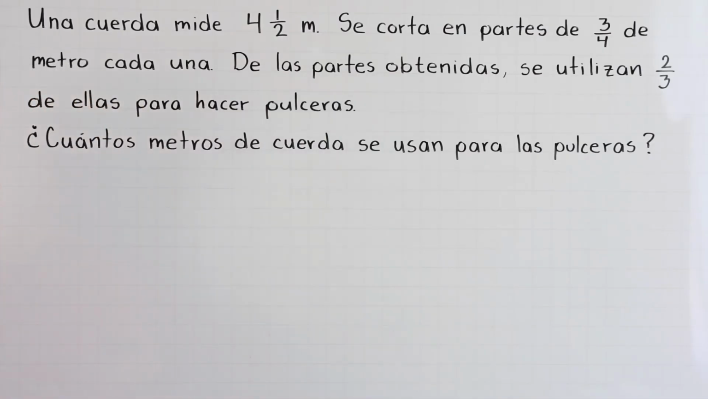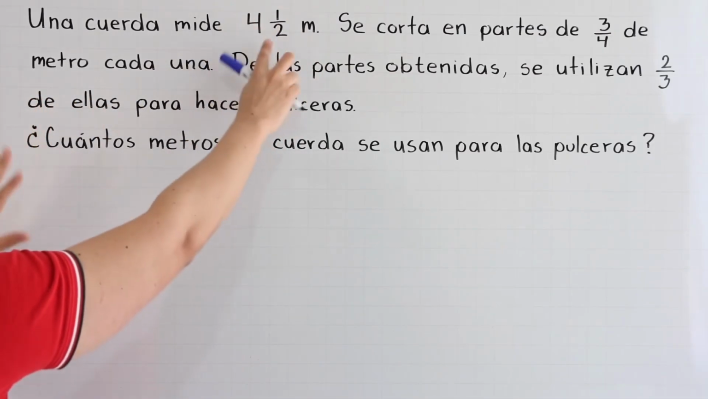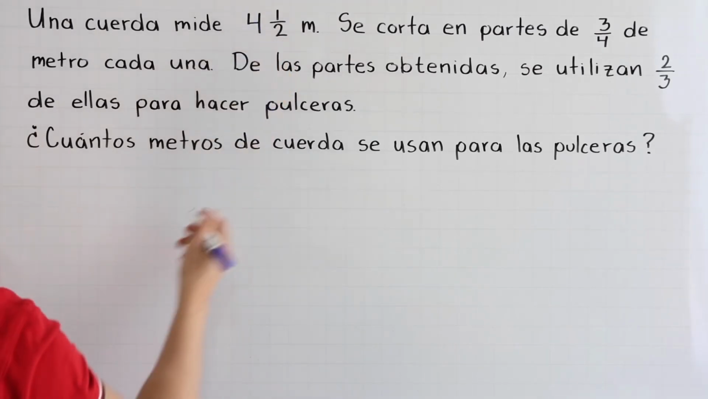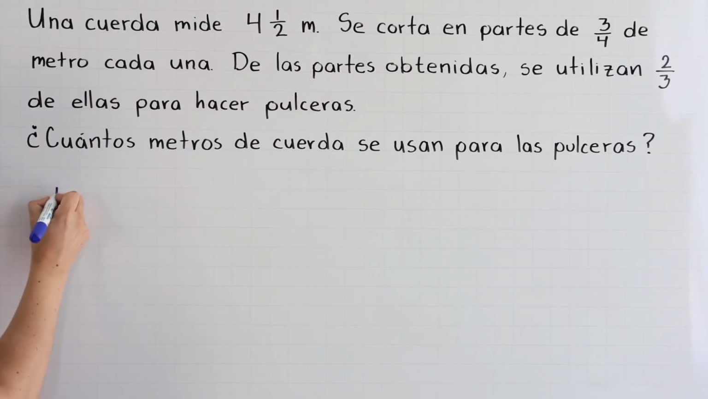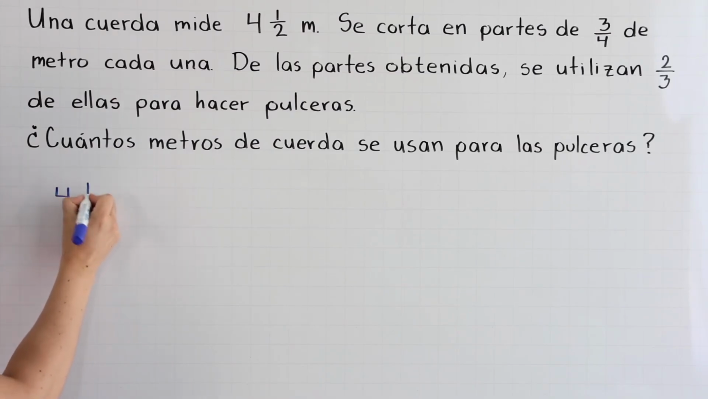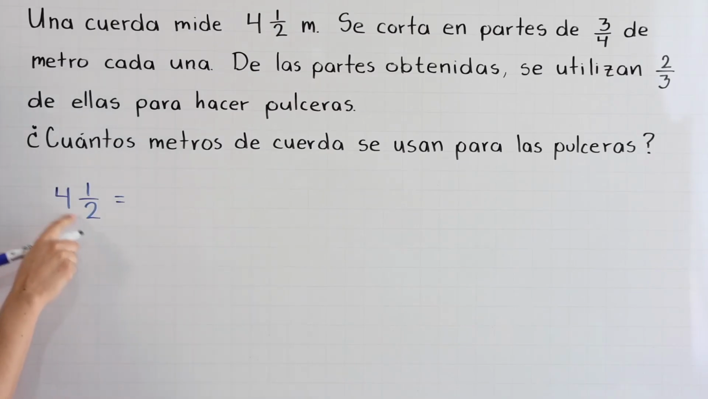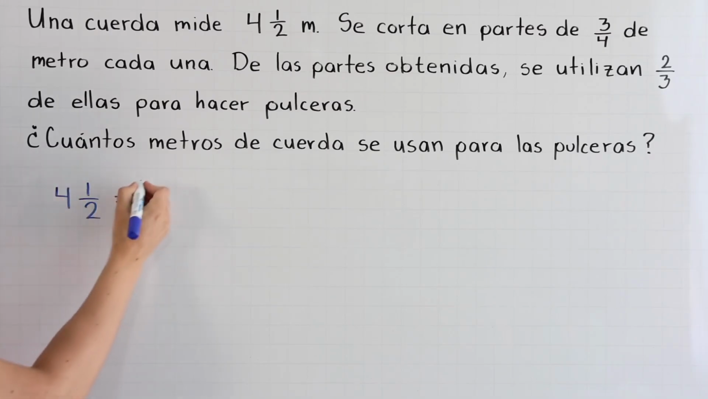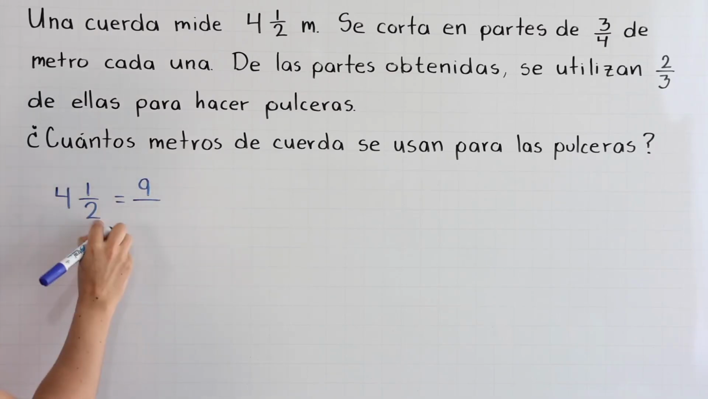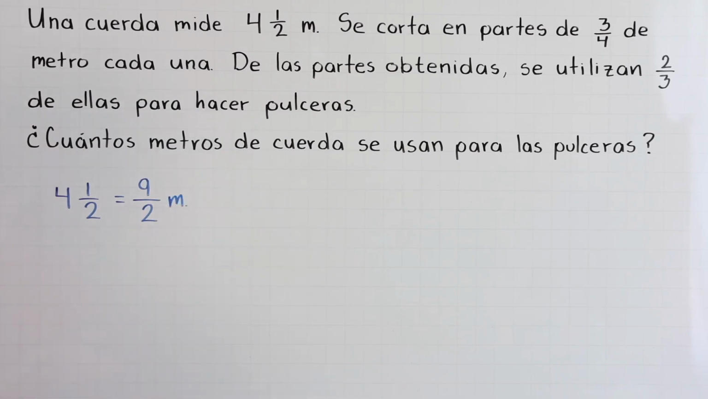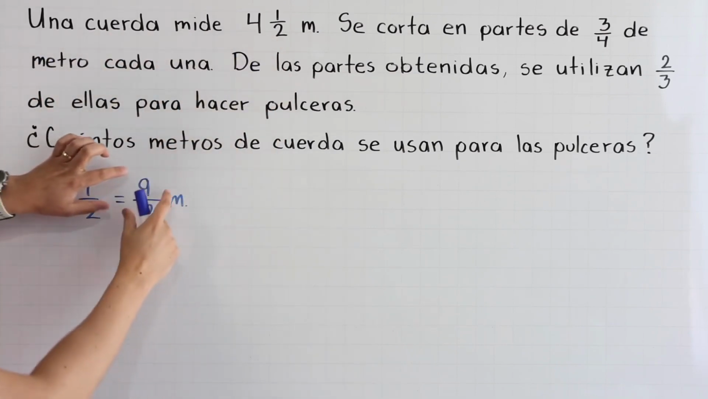The first thing I'm going to do, so I don't have this number as a mixed number, is convert it to an improper fraction. So, let's see. Let me write it over here. Here we have 4 1/2, right? We're going to convert it. We said to multiply and then add. 4 times 2 is 8. Plus 1 gives me 9. 9 what is it, halves? There we have it. So, the rope measures a total of 9/2 of a meter.